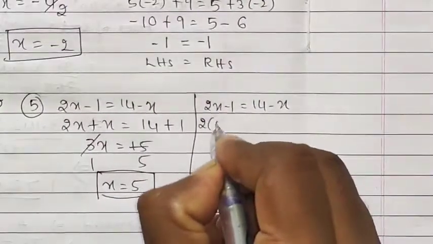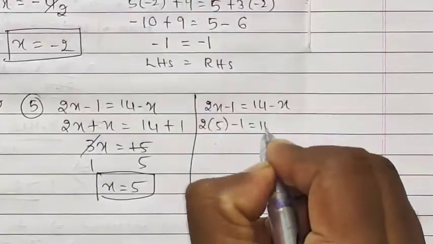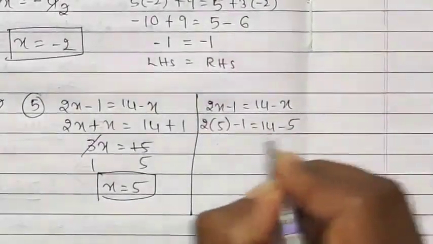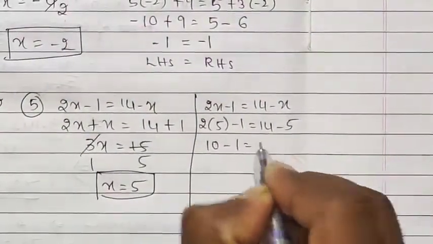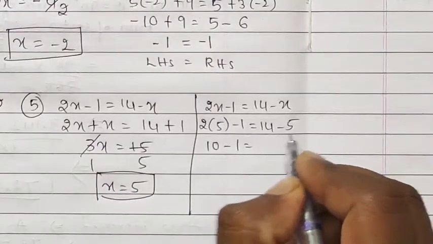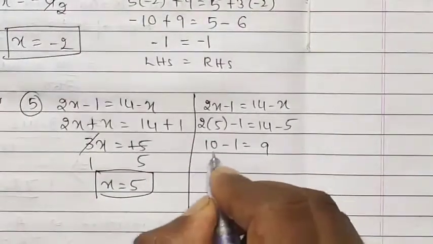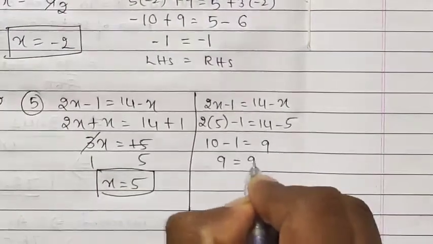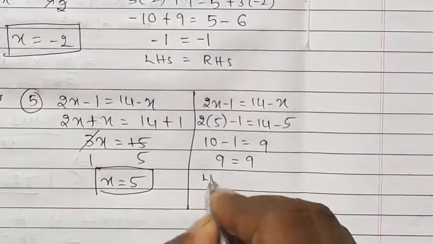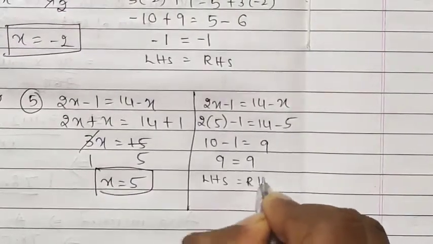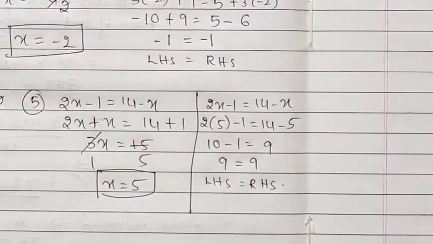2 times of 5 minus 1 is equal to 14 minus x place is 5. 2 5s are 10 minus 1 is equal to 14 minus 5 answer is 9. 10 minus 1 answer is 9. 9 is equal to 9. Therefore LHS is equal to RHS, answer is verified.